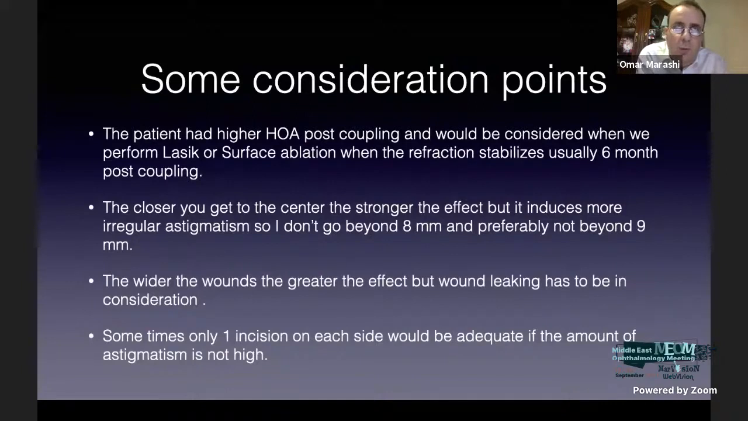So one wound goes about 1 millimeter into the cornea, and the other wound goes parallel, another 1 millimeter into the cornea, and I make sure that they don't intersect. The wider the wound, the greater the effect, but wound leakage should be taken into consideration. Sometimes only one incision on each side is adequate if the amount of astigmatism is not high.